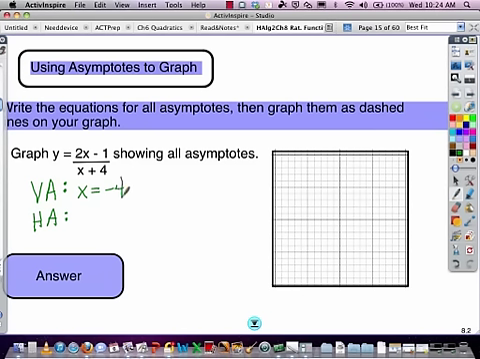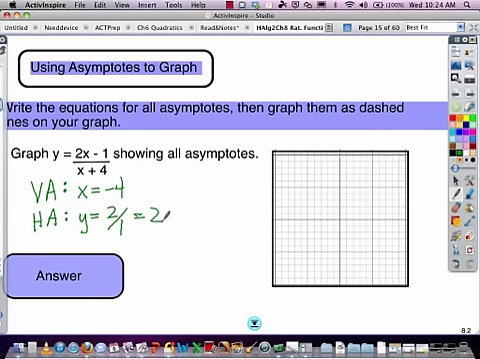Now, horizontal asymptotes, start looking. The degree on top is a 1, the degree on the bottom is a 1. So this is where the degrees were equal, which means we need to use the leading coefficients. So we're going to get y equals, the leading coefficient of the top is a 2, the leading coefficient of the bottom is a 1, so y equals 2.